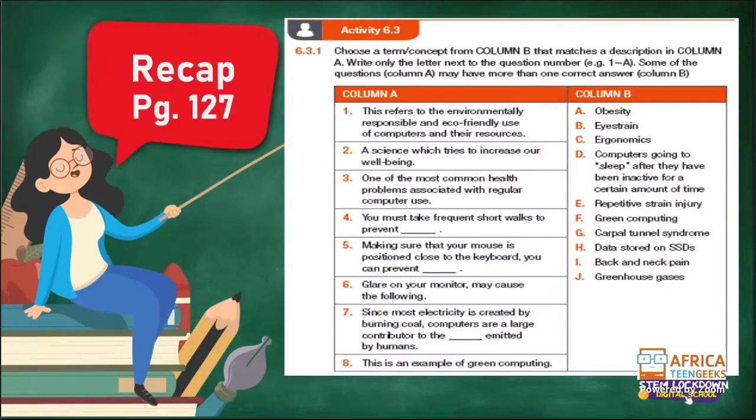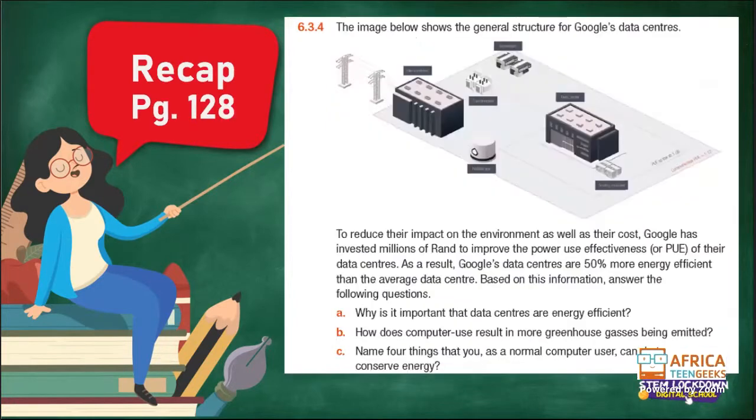Right, any questions that you might probably have? We are almost getting to the end of the lesson. Any problems? Then this one, this is a Google data storage facility. To reduce their impact on the environment as well as their cost, Google has invested millions of rand to improve the power usage effectiveness, or PUE, of their data centers, right? As a result, Google's data centers are 50% more energy efficient than the average data center. Based on this information, answer the following questions. These are the type of questions that you get in your exams, right? So let's just do this last one.